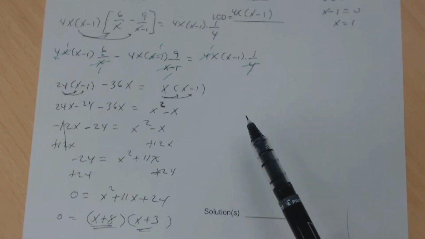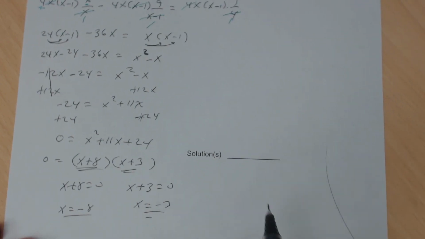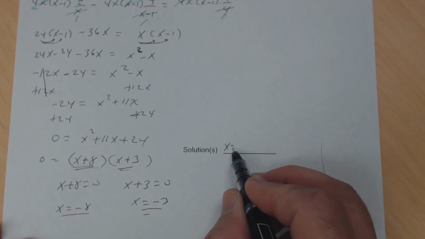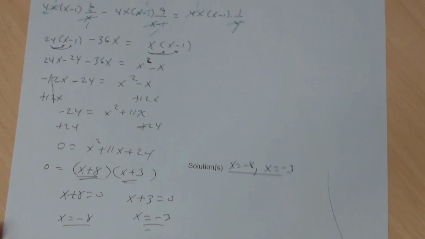And none of these are restrictions. So assuming I did all this correct, then these are your two solutions. So x equal a negative 8 and x equal a negative 3. So those are your solutions.